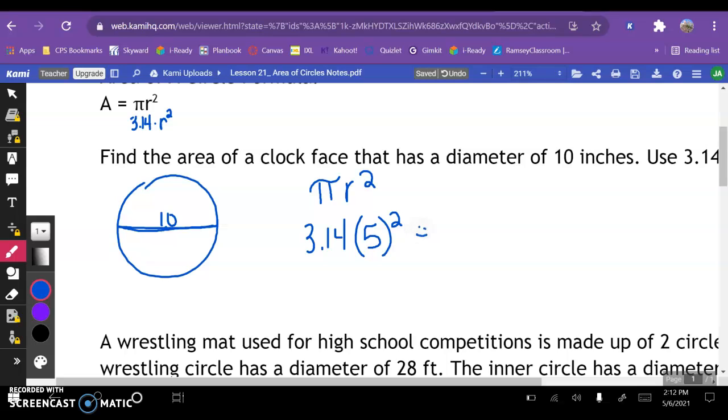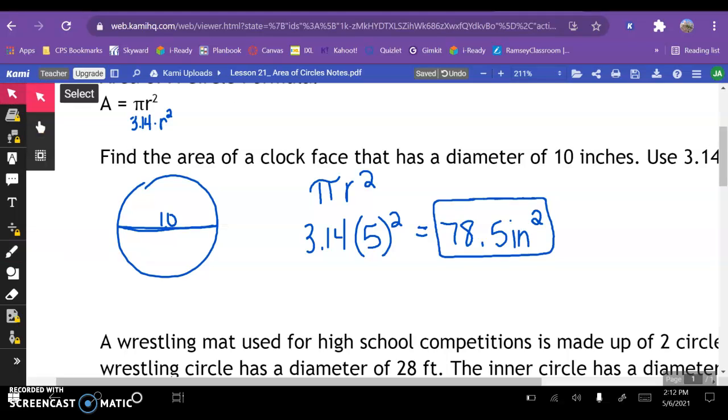And that gives me 78.5. And these are inches. And area is in 2 dimensions, so we have to have inches squared for our answers. When we were doing perimeter, it was just 1 dimension, and we just had inches or feet or whatever it was. But with area, we have to have that squared at the end.